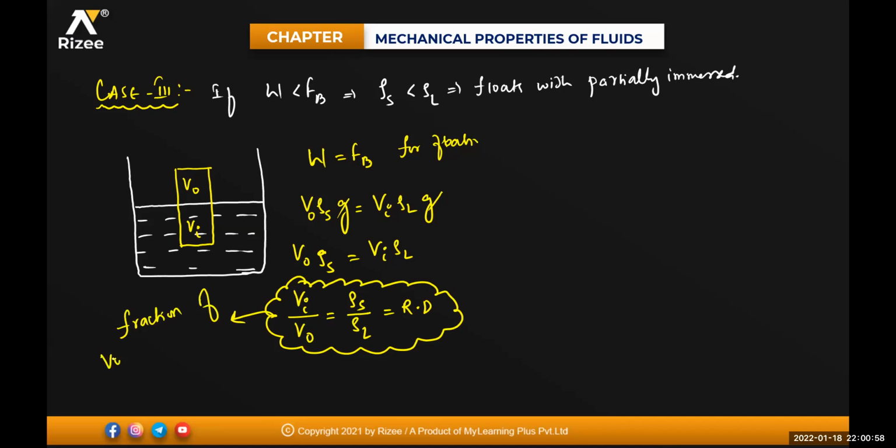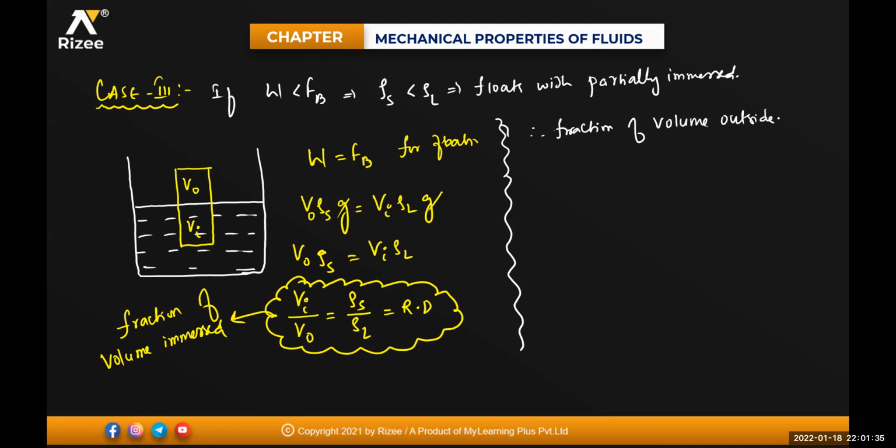If they ask for the fraction of your volume immersed, that will be equal to the density of your solid divided by the density of your liquid. Is it clear for everyone? You may ask me, sir, what happens if I'm asked the fraction of volume outside, then how do you do it? Because some part is also outside. Therefore, I can say the fraction of volume which is outside, that is in air.